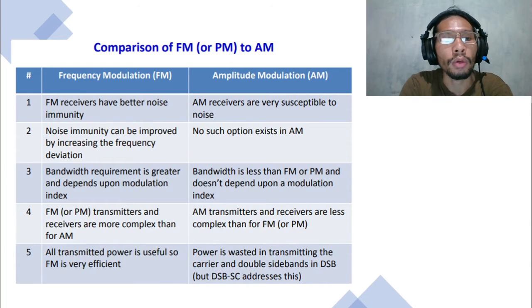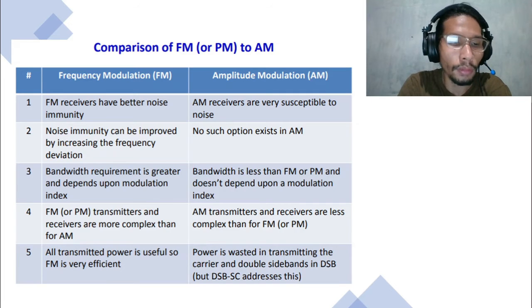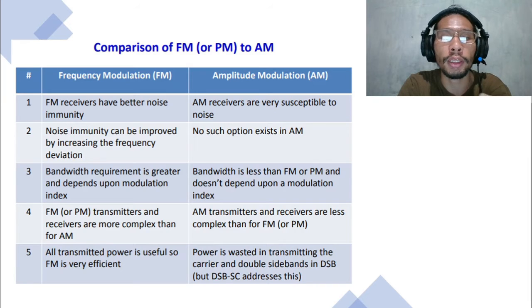For FM or PM transmitters and receivers, they are more complex than for AM, while in AM or amplitude modulation, transmitters and receivers are less complex than FM or PM. All transmitted power is useful, so FM is very efficient, while in amplitude modulation, power is wasted in transmitting the carrier and double sidebands in DSB. But this can be addressed using DSB-SC or a double sideband suppressed carrier.